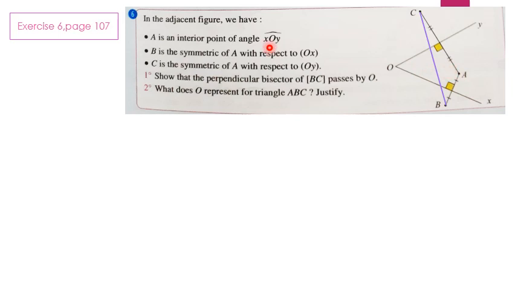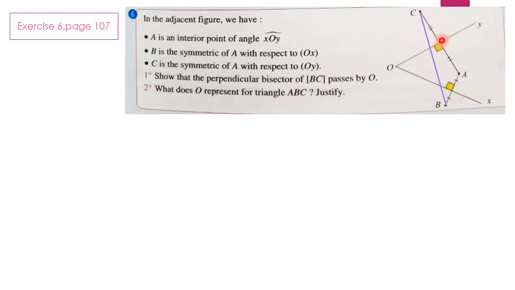Okay, next one. B is the symmetric of A with respect to OX. What do you mean by B symmetric of A? This means that here, this point of intersection on the axis is the midpoint of A, B. C is the symmetric of A with respect to OY. Symmetric means if I draw a perpendicular here to the line, this segment should be equal to the other segment, C, and reaching this point here.